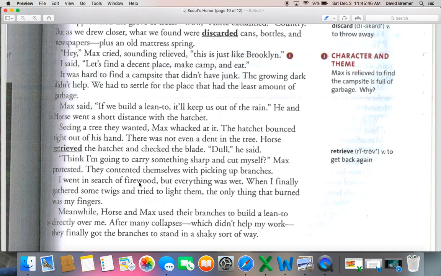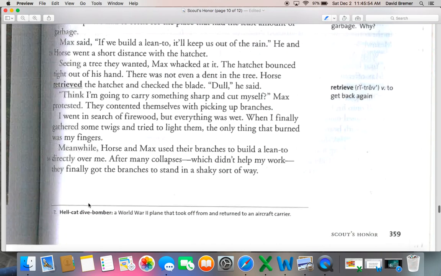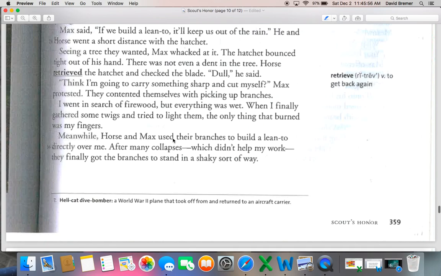I went in search of firewood, but everything was wet. When I finally gathered some twigs and tried to light them, the only thing that burned was my fingers. Meanwhile, Horace and Max used their branches to build a lean-to directly over me. After many collapses, which didn't help my work, they finally got the branches to stand in a shaky sort of way.